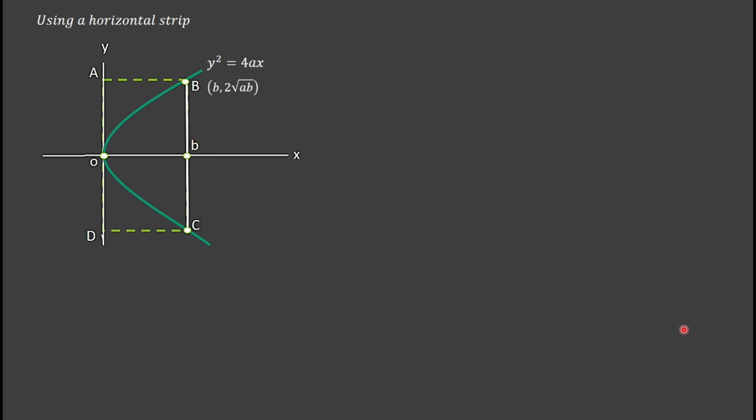So, another solution with the use of the horizontal strip. Considering the same graph, we have the equation y squared equals 4ex. In a horizontal strip, we can create this strip here. Then in this case, the length of the strip is v minus x. Here, we can get x from this equation.